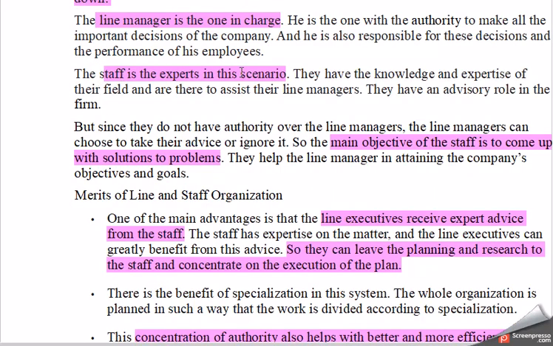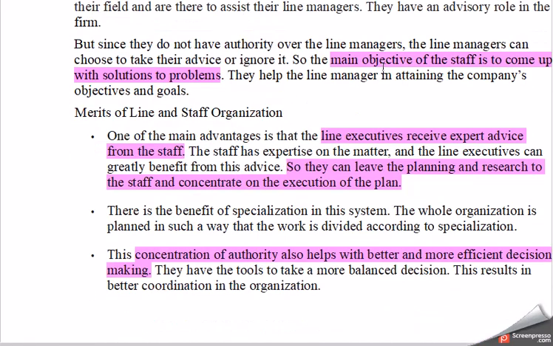While the staff is an expert in this scenario, they have the knowledge and expertise of their field and are there to assist the line managers. They have an advisory role in the firm. But since they do not have the authority, the line managers can choose to take their advice or ignore it. So the main objective of the staff is to come up with solutions to the problem.